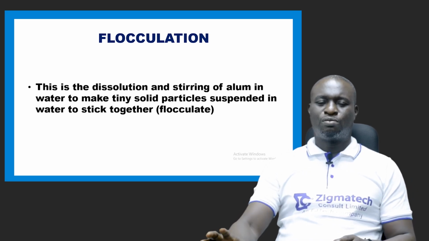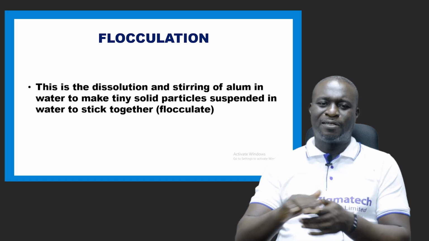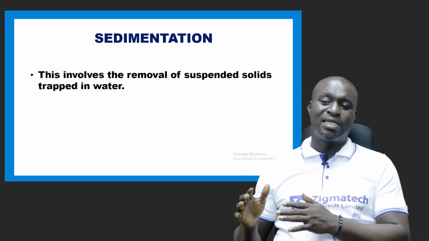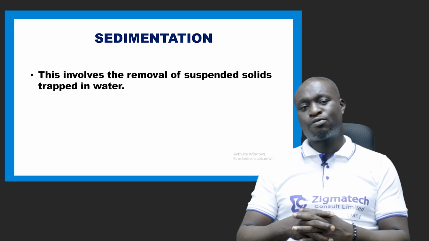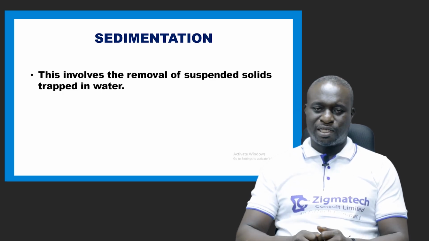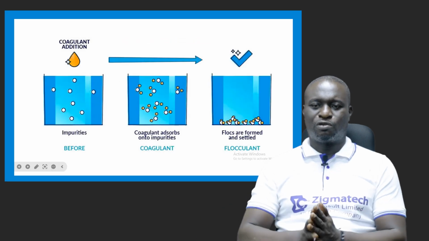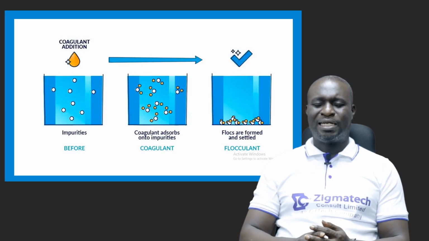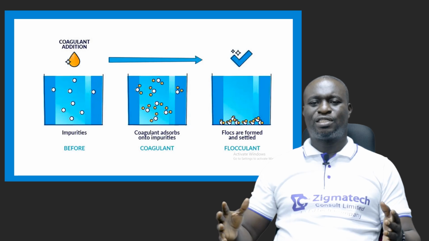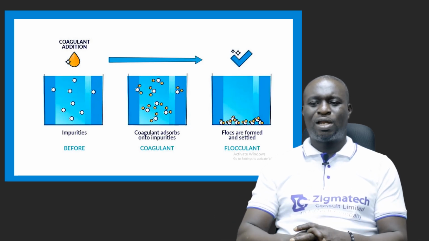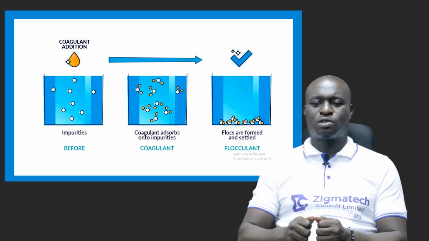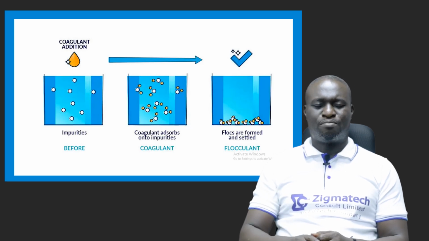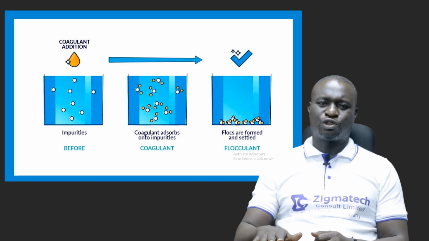These suspended particles that have clumped together will then sediment at the bottom. So we can easily remove these suspended solids that are trapped in the water. And that process is what we call sedimentation. So we have it in this regard. You can see coagulation, which has to do with the addition of a particular chemical. And then when we have added the chemical, there is a coagulant which absorbs onto impurities. Now it clumps with the impurities and then they settle at the bottom of the tank. Now that is also sedimentation.